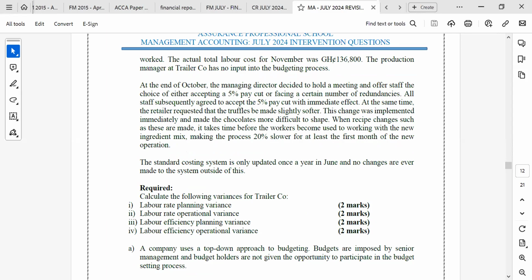A company uses a top-down approach to budgeting. Budgets are approved by senior management, and budget holders are not given the opportunity to participate in the budget setting process. Required. Explain one advantage and one disadvantage to the company of using this top-down budgeting approach.